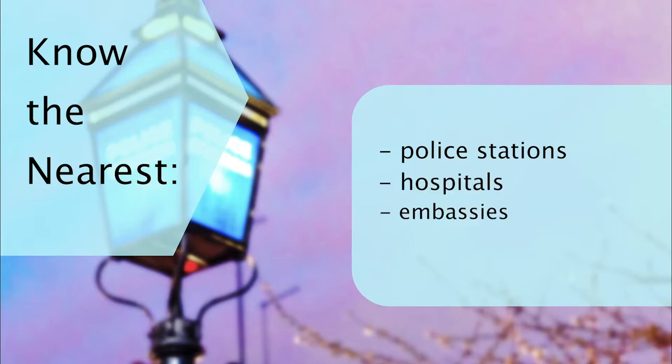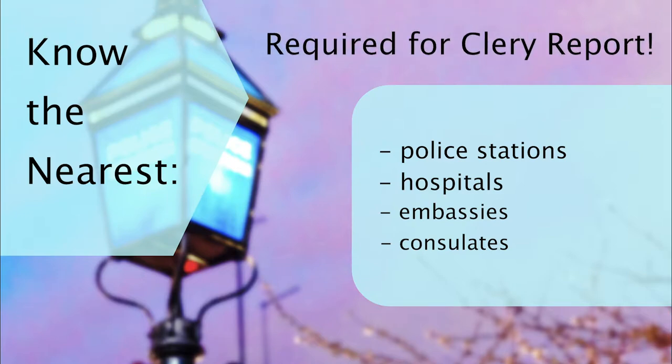Emergency preparedness. Know the nearest police stations, hospitals, embassies, and consulates for each place you are visiting. This is vital information for effective response to an emergency, but is also required information for KSU's yearly Clery report. Ensure that you have emergency contact numbers for all of these locations, and ensure that your students have the local emergency numbers for fire, police, and ambulance services if they need to call for help directly.